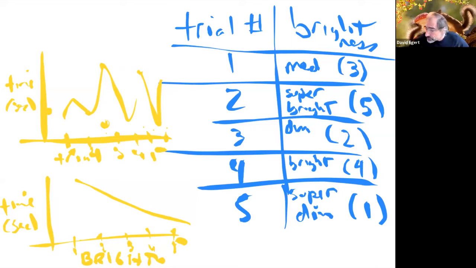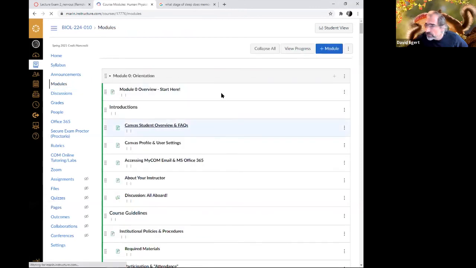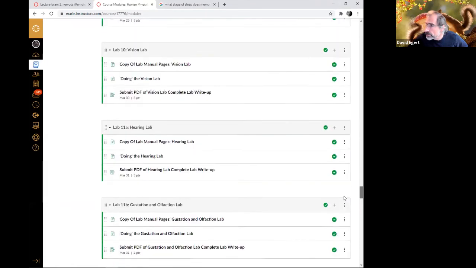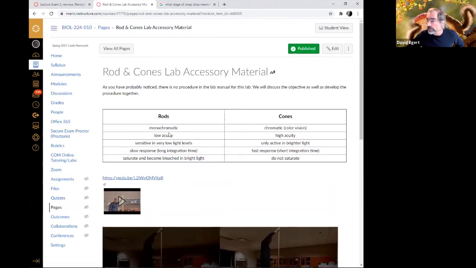All right, so maybe I should go to modules so you can see where I'm at. Under the rods and cones lab here, it says rods and cones lab accessory material. It's just kind of reminding you about rods versus cones.